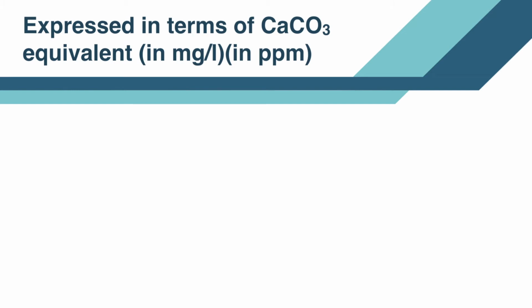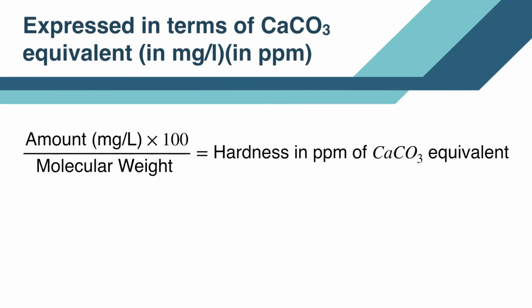They are exactly the same thing. Whenever the question paper tells you, I have a certain amount of a salt, express this in terms of calcium carbonate equivalent in ppm or calcium carbonate equivalent in milligram per liter, this is the simple formula you have to apply. You take the amount of the salt in milligram per liter. Usually in your question paper they will express this amount of the salt in milligram per liter.